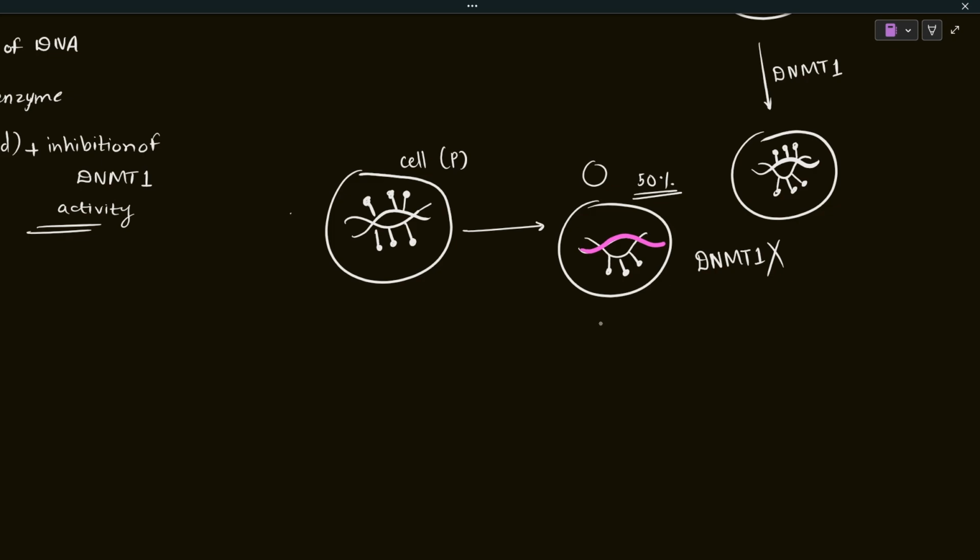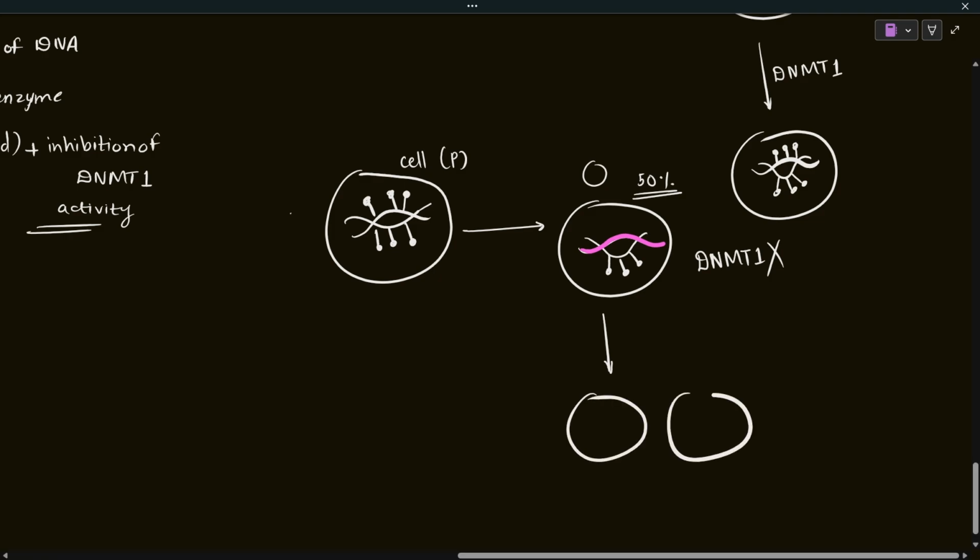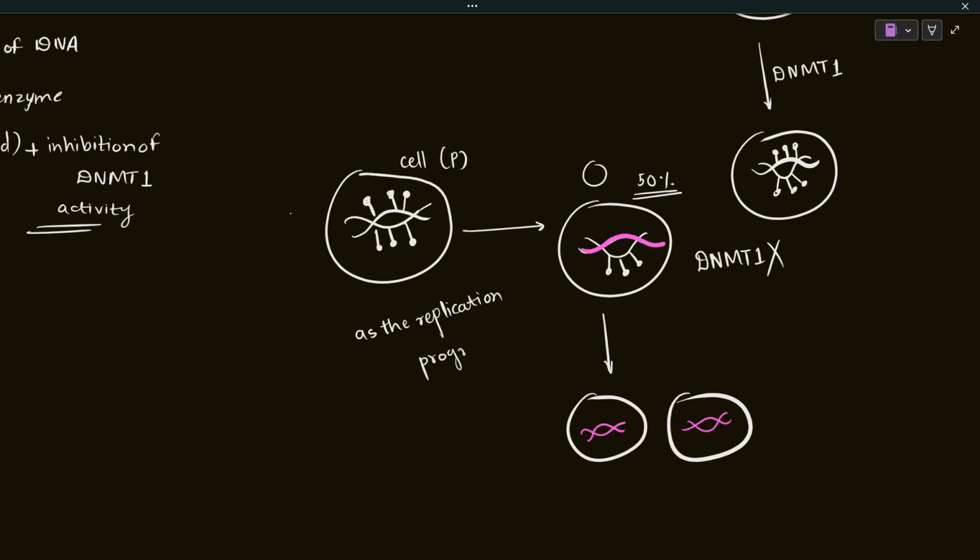So what will happen? This daughter cell will again divide. This daughter cell made two other daughter cells. Now both of the strands will be newly synthesized, right? So now those DNA would not have any methylation marks. So you are losing the methylation. As the replication progresses, you are losing the methylation mark.